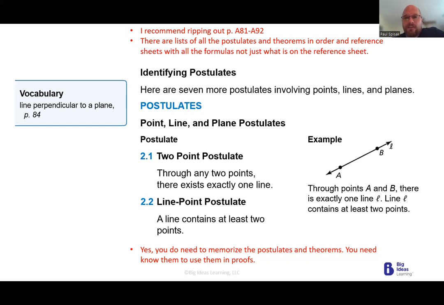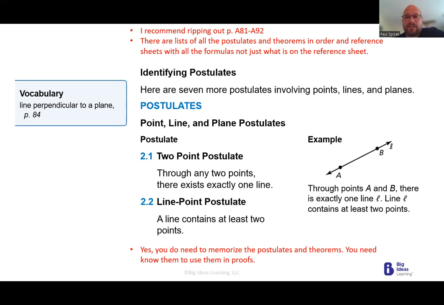I highly recommend in your textbooks, when you get a chance in the classroom, to rip out the pages that are in the back now. In the back, there's the glossary, there's the answers to the odd problems, and then at the very end, there's A81 through A92.